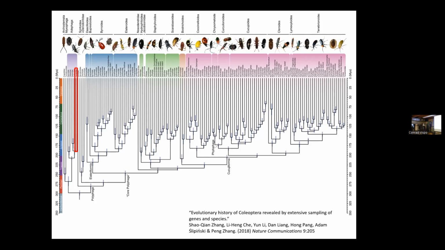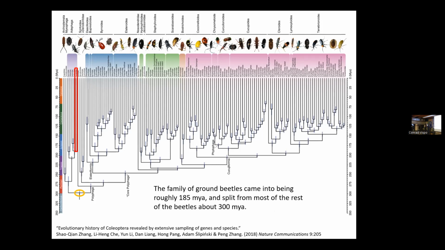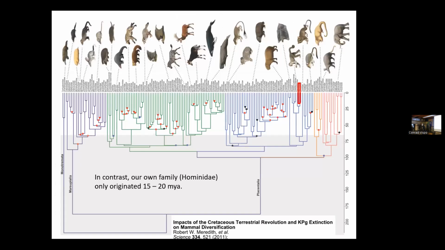And indeed, they sort of separated off down here from most of the rest of the beetles about 300 million years ago. And just for comparison, there's a mammalian chart that shows more or less the same thing. Our family's been around for only about 15 to 20 million years. So the ground beetles have been chugging along since somewhere in here, and we're pretty new on the scene. So they've seen a lot before they saw us.